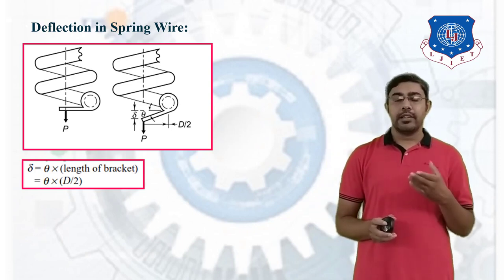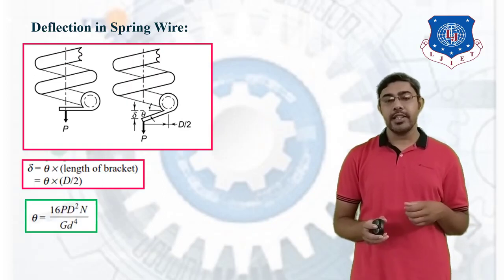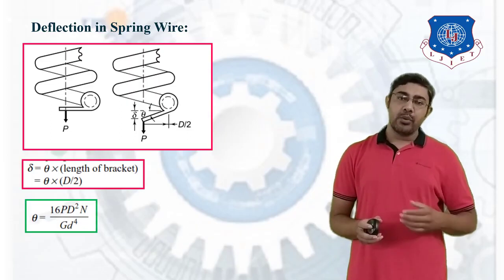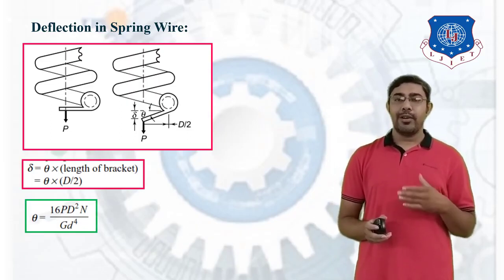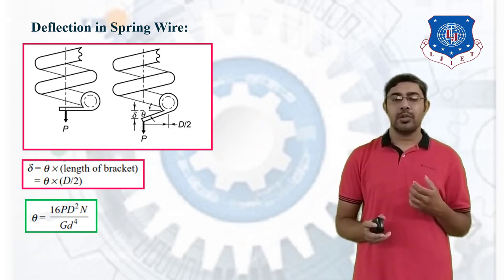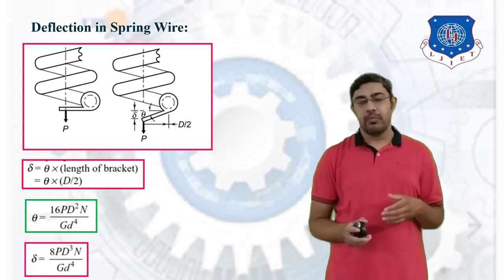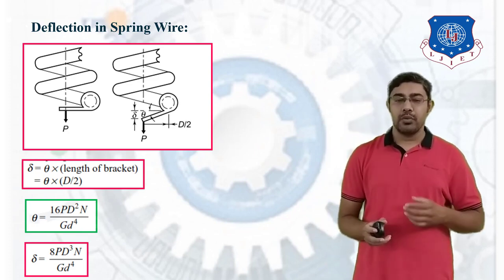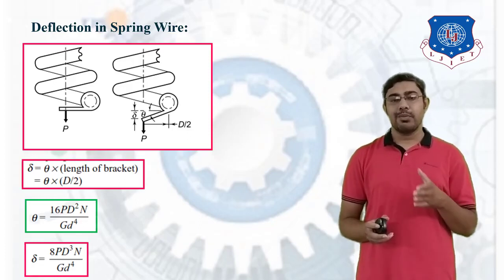We have calculated the value of theta in the previous slide. So theta is equal to 16 P D squared into N divided by G d raised to 4. If we place the value of theta in our equation, we get the deflection in the spring. That is delta is equal to 8 P D cubed into N divided by G d raised to 4. So this is the deflection in the spring wire.